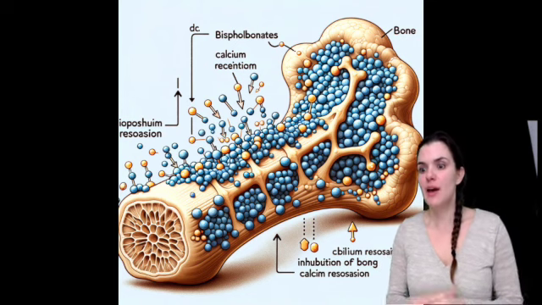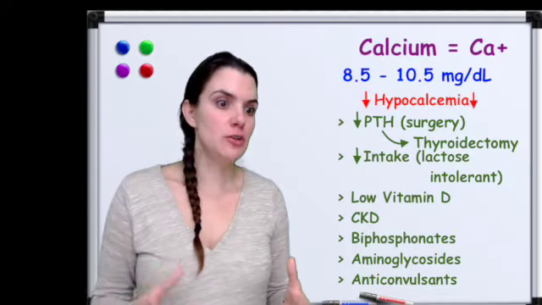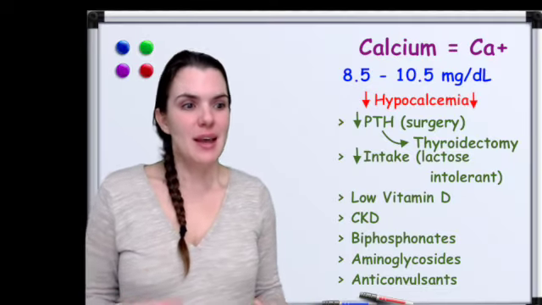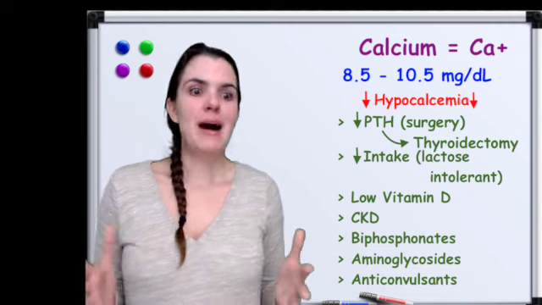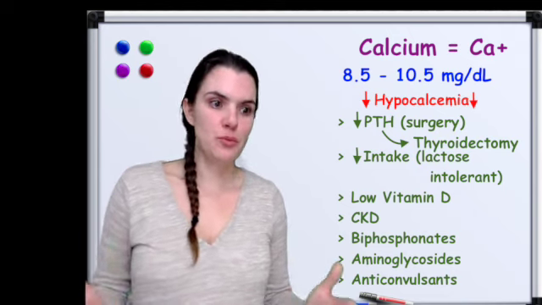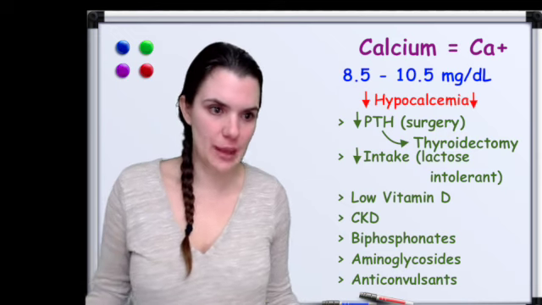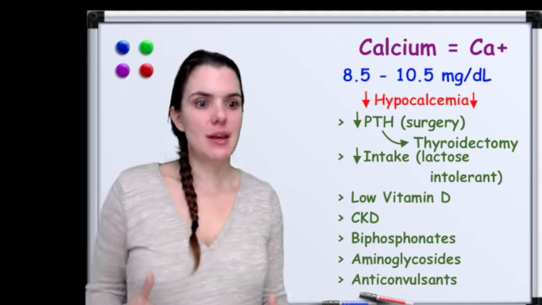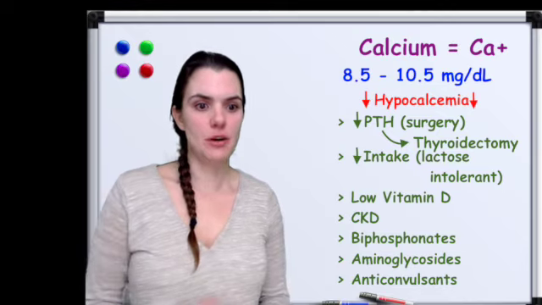Another drug group of medications include the aminoglycosides. Now, these are antibiotics that end in mycin, and they can cause the body to waste calcium through the kidneys, making you pee out more calcium. And then there's some anticonvulsants like phenobarbital.